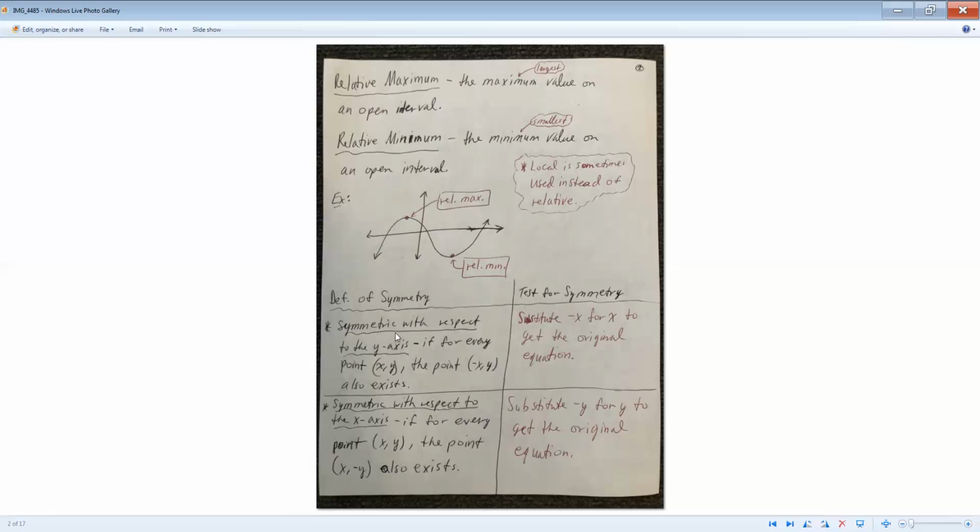All right, so symmetric, being symmetric with respect to the y-axis, it says for every point x, y, there is a point that is negative x, y. And so the way we would test for symmetry to the y-axis, we would take negative x and plug it in for x to see if we get the original equation. Symmetric with respect to x-axis, for every point x, y, there's a point that is x, negative y. So the way we would figure out if we have a function that's symmetric with respect to the x-axis, we plug in negative y for y and see if we get the original equation.